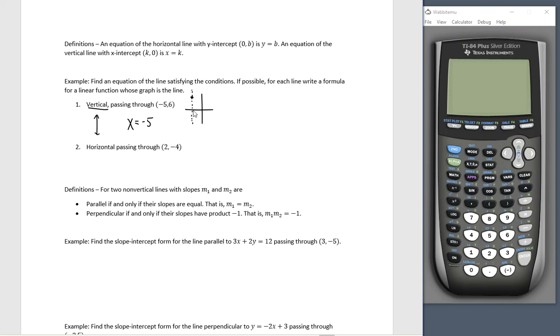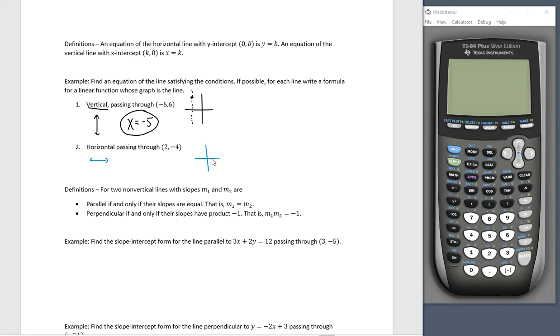And vertical lines don't care what the y value is. They never care about the y value. They're all selfish about themselves. As there is no y value present in this equation, we cannot write it as a linear function. Vertical lines, not functions.